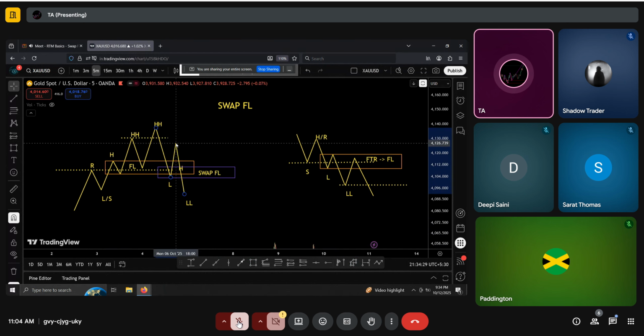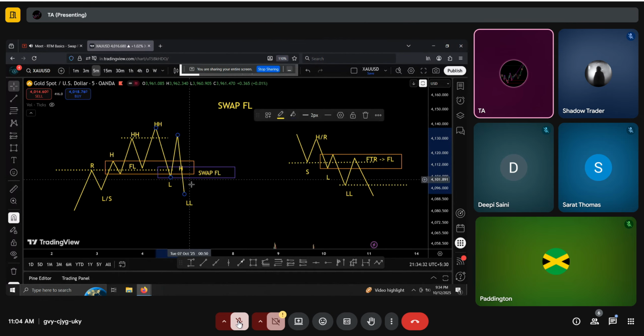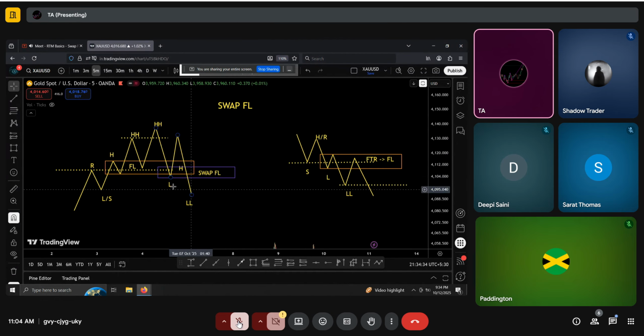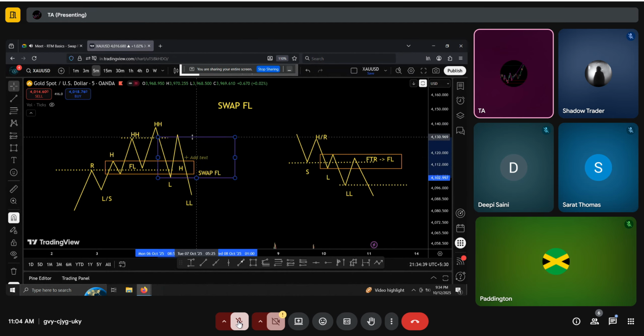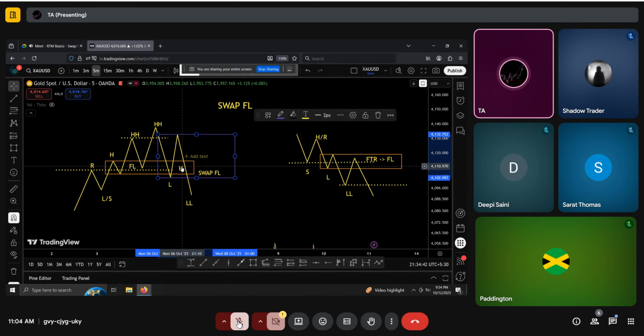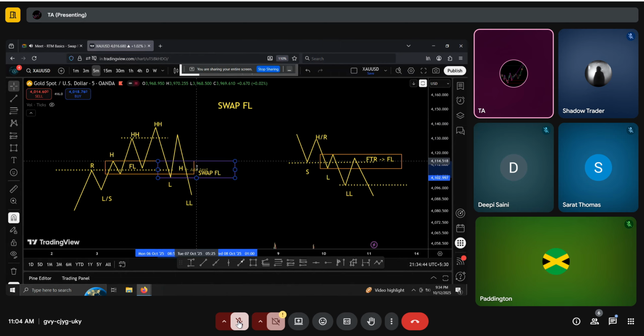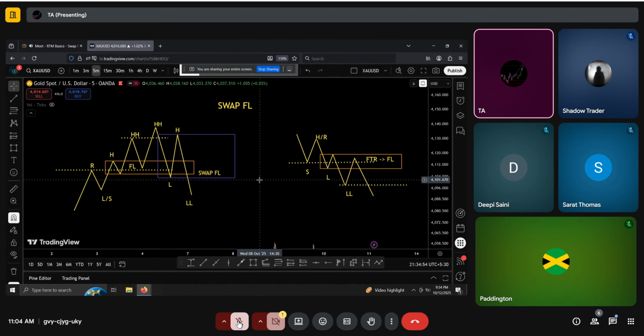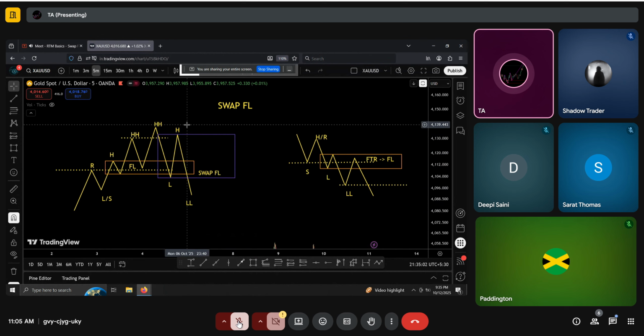Price pulls back till here, and comes back again and breaks this low. This full zone will be our swap FL. In this case, this will be our swap FL, and this high will be shifted to here. This is also our swap FL, right? So swap FL can be this size or this size, both sizes are swap FL, right?